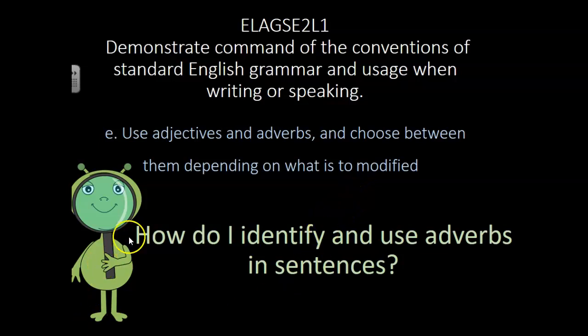All right, so we've learned about adjectives. We are learning about adverbs. By the end of our unit, you will be able to look at a sentence and decide if you need to use an adjective or an adverb to show more description in your sentence. We have to decide, do we need to describe the noun or the verb?